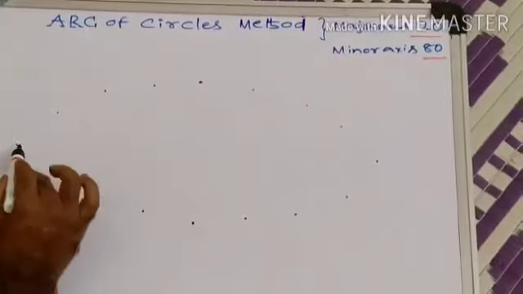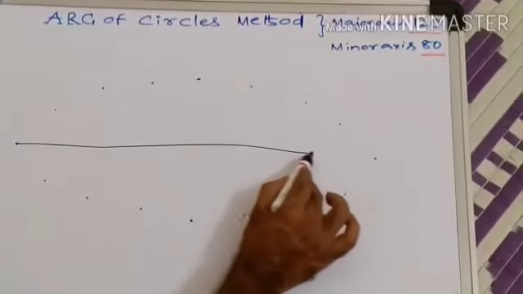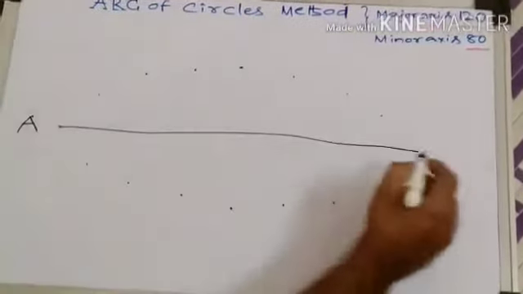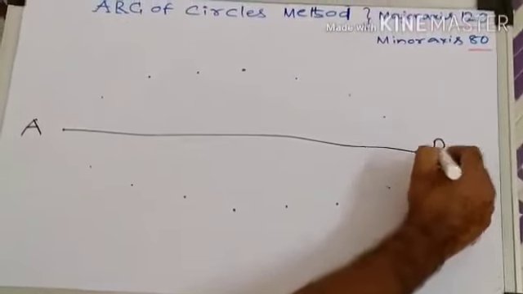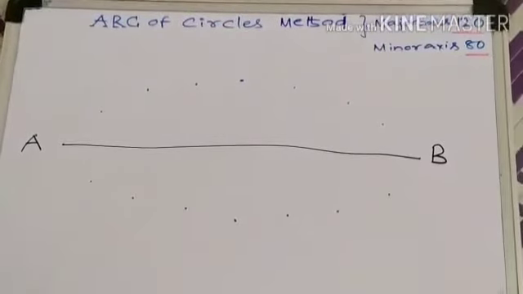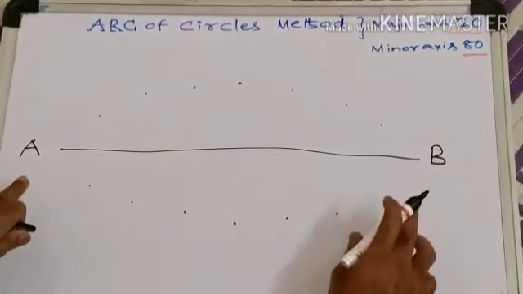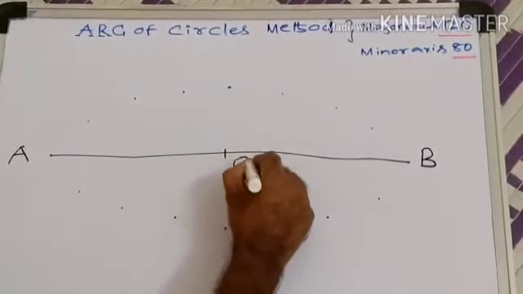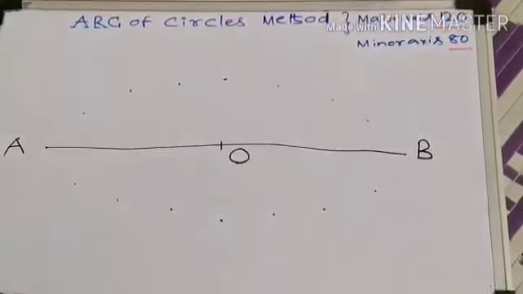Now I am drawing the major axis length. Draw a horizontal line. Left end A, right end B. This is going to be the major axis. For the major axis, we have to locate its midpoint. Name that midpoint as O.